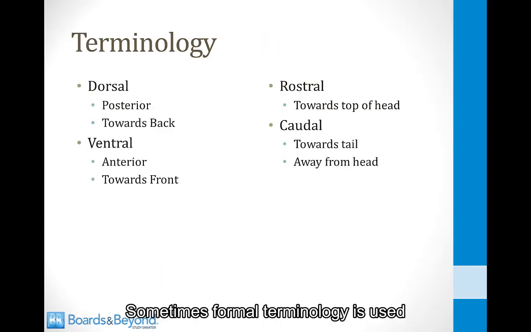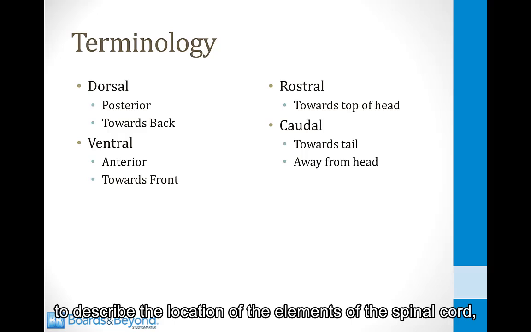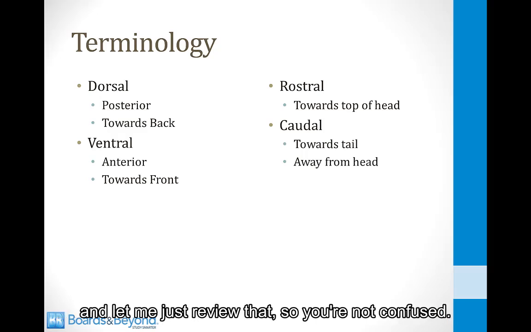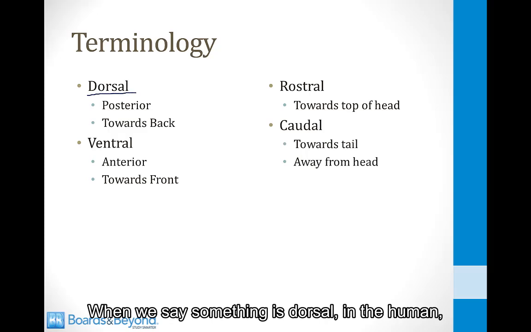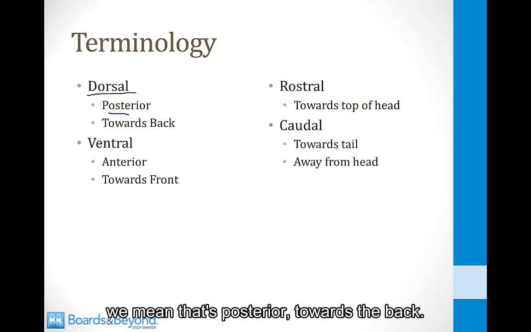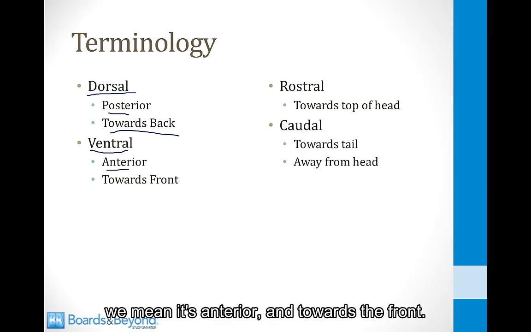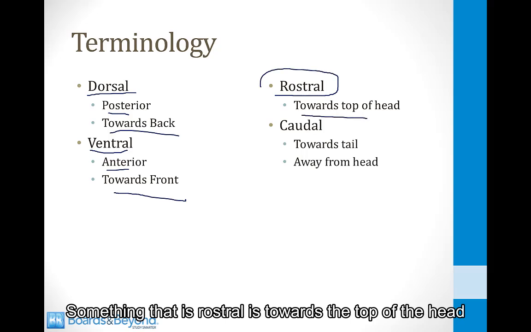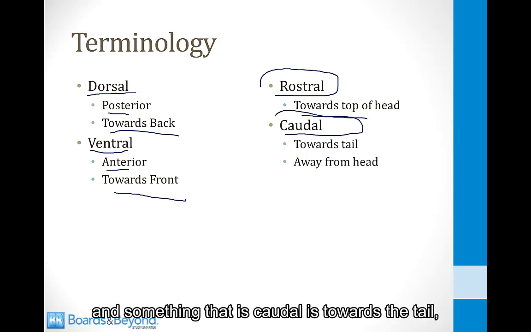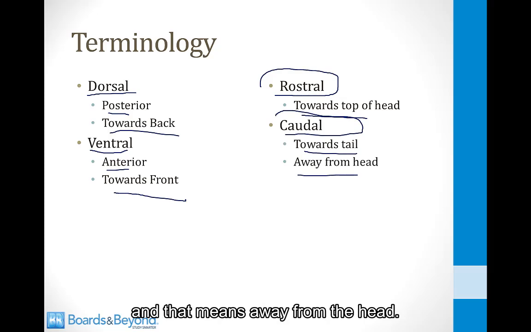Sometimes formal terminology is used to describe the location of the elements of the spinal cord, and let me just review that so you're not confused. When we say something is dorsal, in the human, we mean that's posterior towards the back. You may know fish have a dorsal fin, and that comes off their back. When we say something is ventral, we mean it's anterior and towards the front. Something that is rostral is towards the top of the head, and something that is caudal is towards the tail, and that means away from the head.